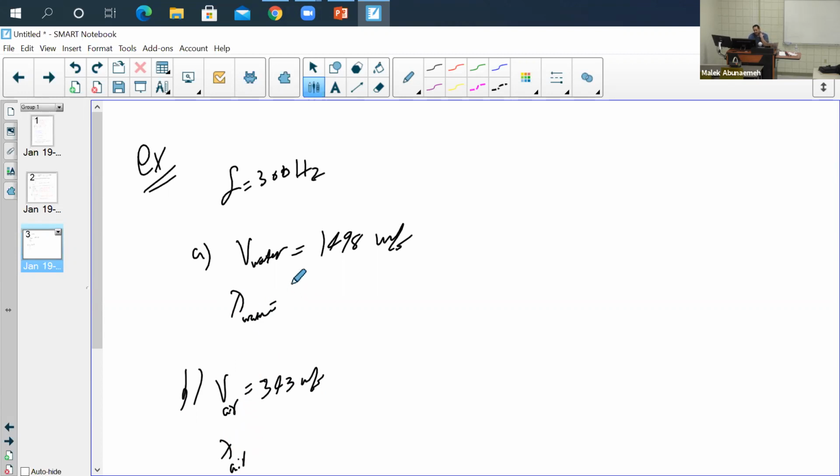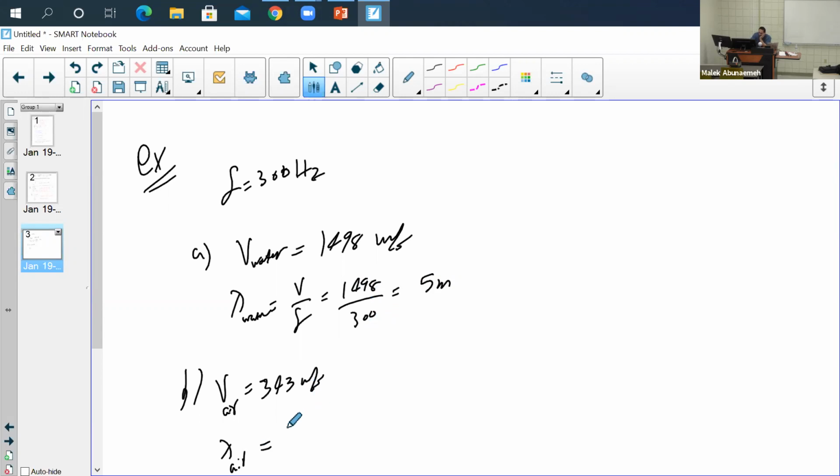So your lambda is going to equal, again, v over f, which we just solved a while ago. So in our case, it's going to be 1498 divided by 300. What you got? Almost 5 meters, 4.9 something. If it's 1500, it's 5. So I'm just going to call it 5 meters.